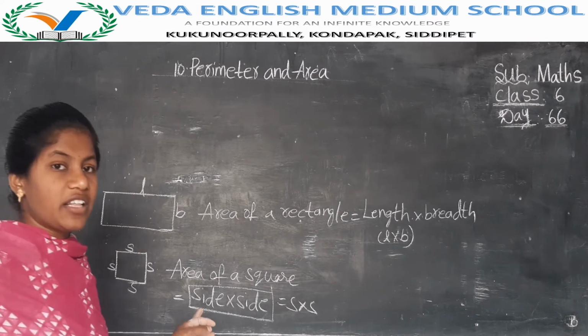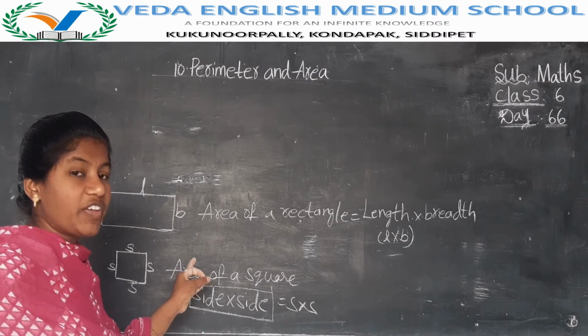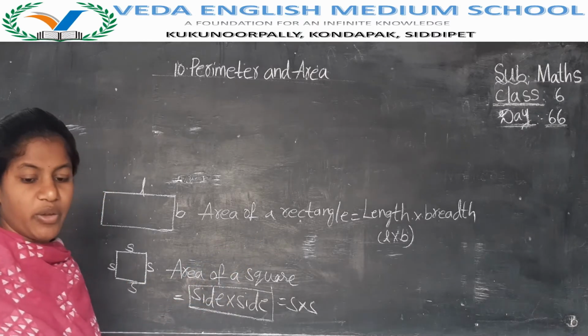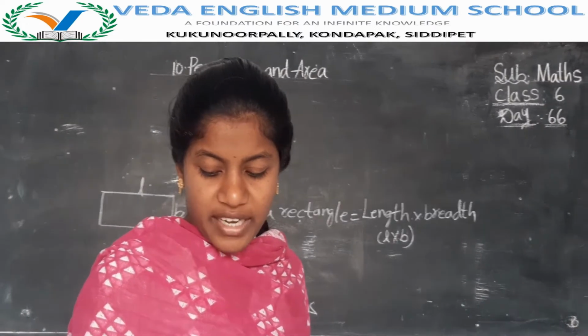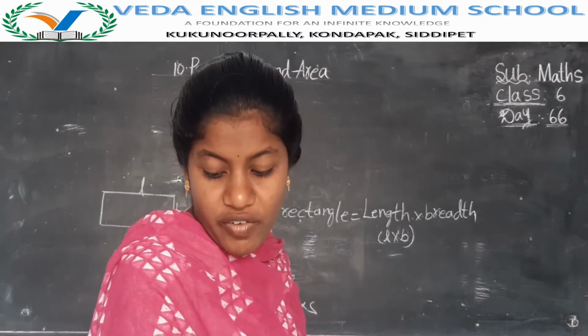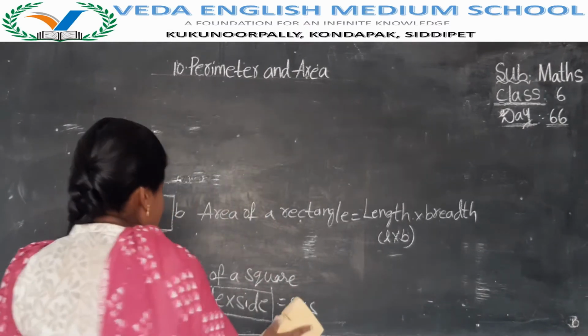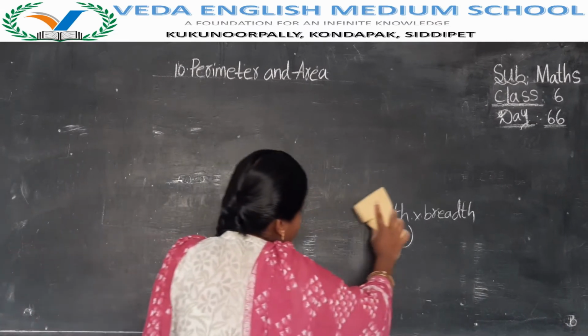Okay, these are the formulas for a rectangle and square. Perimeter of a rectangle formula, area of a rectangle formula, length into breadth, area of a square formula, side into side. By using these two formulas, we have to complete exercise 10.2. So directly we will go to exercise 10.2. First bit, find the area of the rectangles with the given sides. If you have both length and breadth, then you have to assume that that is a rectangle only.